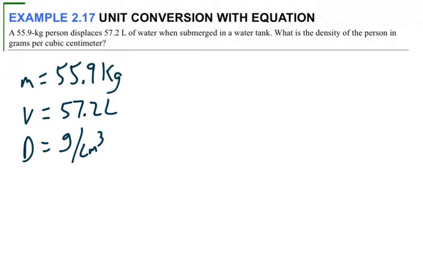So really all we got to do, or one of the easiest things to do, is let's convert already the mass to grams. So if you notice, to go from kilograms to grams, you're going to move the decimal point 3 spaces to the right. You're going to multiply by 1,000. So that becomes 55900, and that's already in grams.